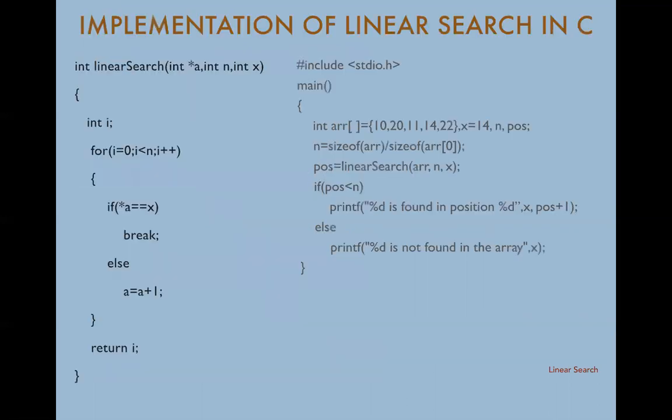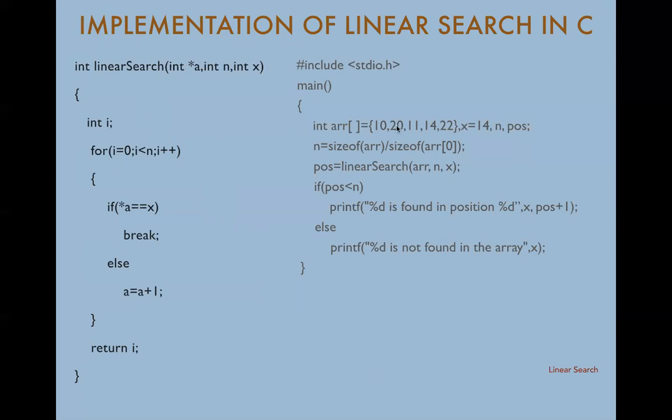Okay, so how do we proceed using a C program? As usual, the execution starts from the main. So I have declared an array with these elements, and this is the X I'm going to search in my array. N is going to be the size, the number of elements in the array, and pos is the position of the array element where this X is found, right?